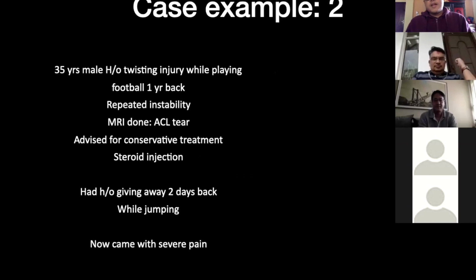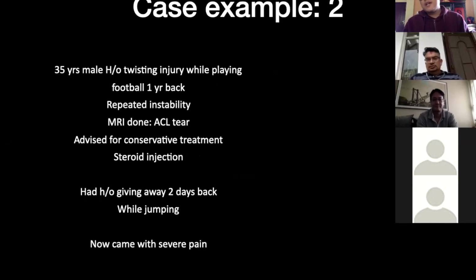35 years old male. He had history of twisting injury while playing football 1 year back. He had repeated instability. MRI was done at some point of time, diagnosed as ACL tear. He consulted some orthopedic surgeon and advised for conservative treatment. The bad thing is he had one sort of steroid injection as well. So now he had again giving away 2 days back while jumping, while playing volleyball.